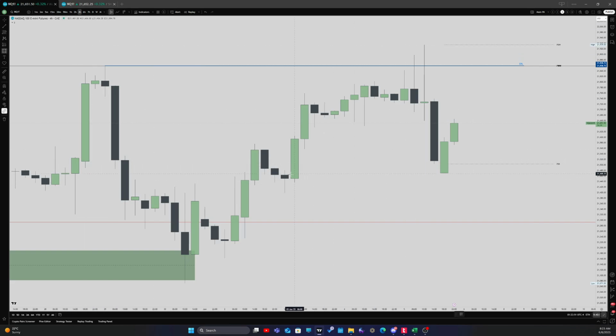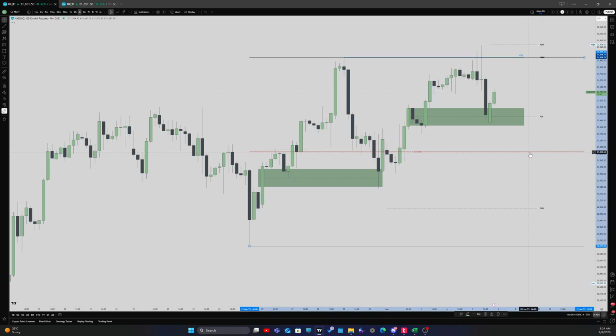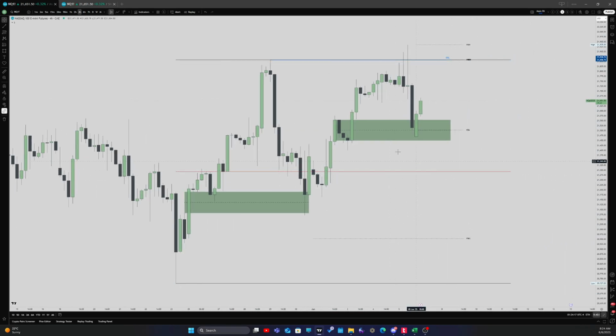So price comes back down into internal range liquidity, which is this breaker. This entire structure is a breaker. Price comes down into this and goes back up to external range liquidity. Now let me delete this range because this is spent, right? Last week's range has done its job. Let's go to a new range because we have a new high.